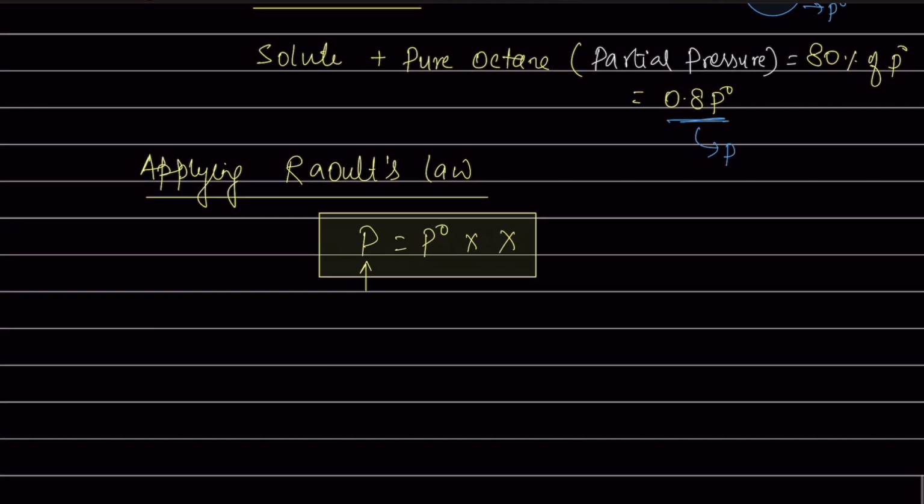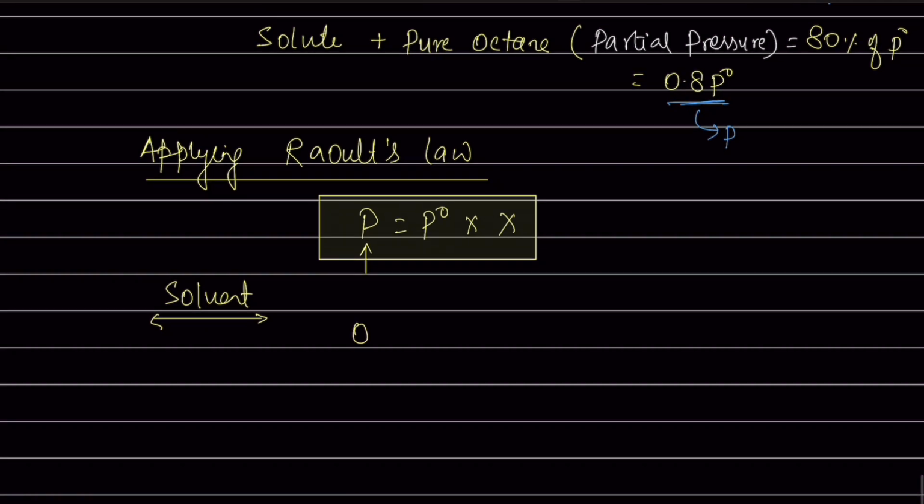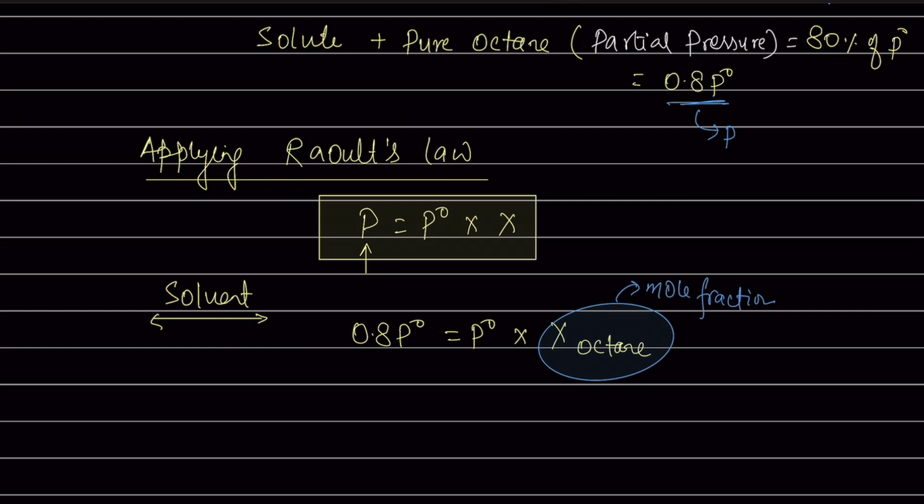So we can substitute these two values, and we are only writing the pressure of the solvent because the solute is non-volatile and a non-volatile solute doesn't follow Raoult's law. So here we can write 0.8 P naught is equal to P naught into the mole fraction of octane. So the mole fraction of octane is equal to 0.8 P naught divided by P naught. P naught gets cancelled, and it's equal to 0.8.